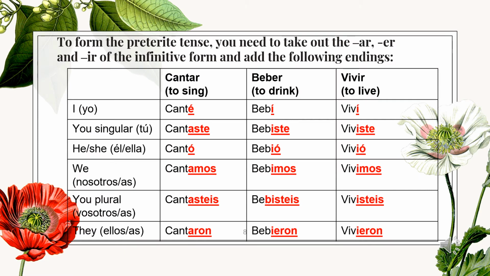To form the preterite tense, you need to take out the AR, ER, and IR of the infinitive form and add the following endings. So, if you look at the table, on the left-hand side, you've got the subject pronouns: yo, tú, él, ella, nosotros, vosotros, y ellos, ellas. In Spanish, remember that because the ending of the verb tells you everything, in terms of the person and the tense, the subject is optional unless you want to emphasize.